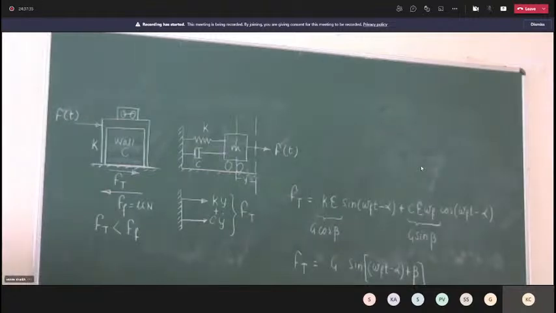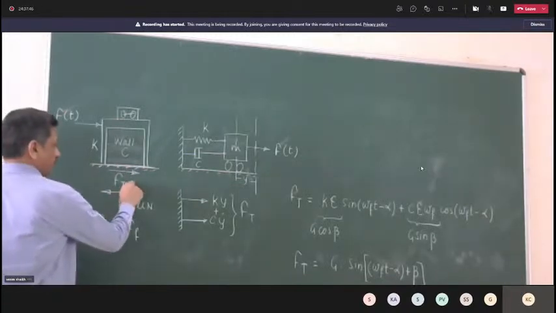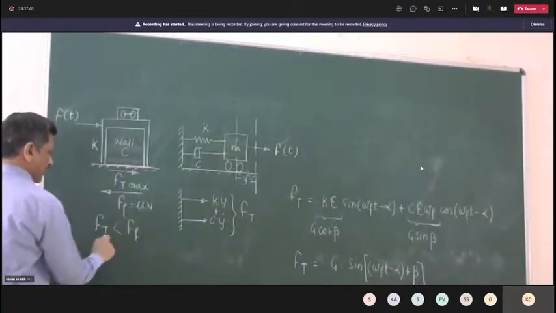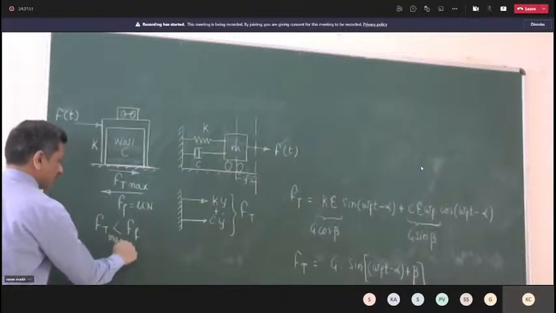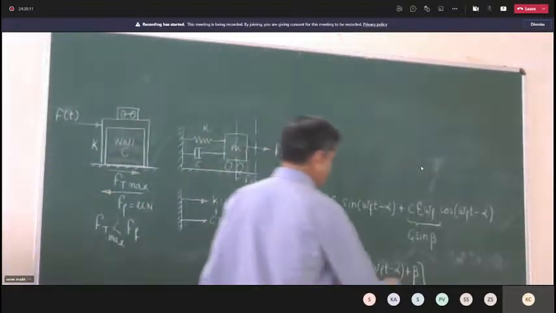From this equation, it is easy for you to decide what is the maximum force transmitted to foundation. Ultimately, for design, I'm interested in maximum force transmitted to foundation, Ft max, and this Ft max should be less than the force of friction. Then my structure will not slide. Stability against sliding, I'm checking. So what is the maximum force transmitted to foundation? G, when sin theta is maximum, is it not? Let's call this equation 3.